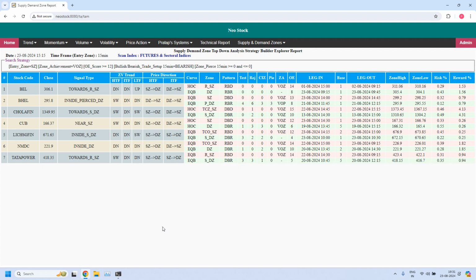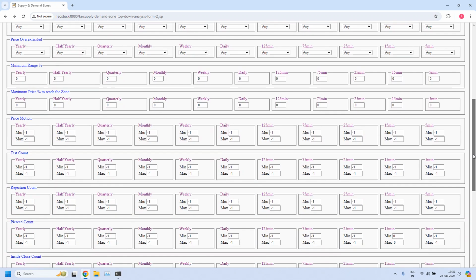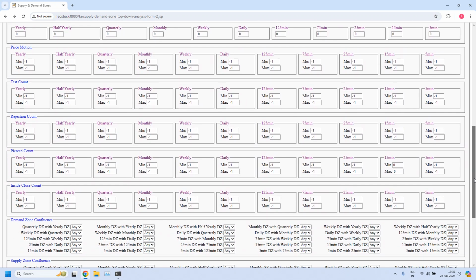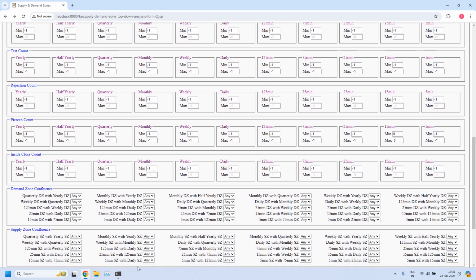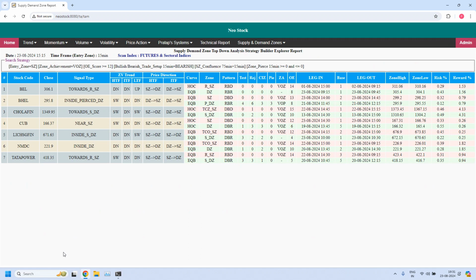Now we need to verify how many of these stocks have confluence with the ITF time frame. So what is the ITF? 75 minutes. So we need to look for 15 minutes and 75 minutes supply zone confluence. Here we have the 15 minutes supply zone with the 75 minutes supply zone. I enabled this filter. Let's filter further. Now all these 7 stocks have 75 minutes zone confluence as well.